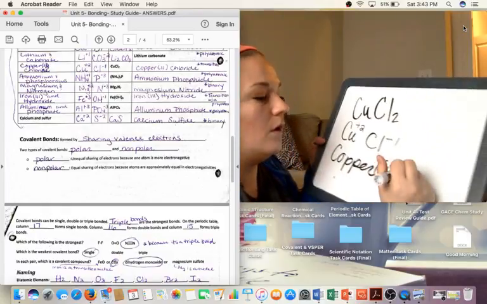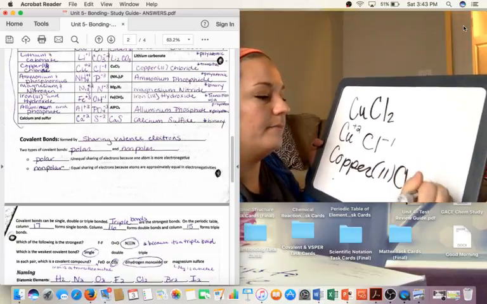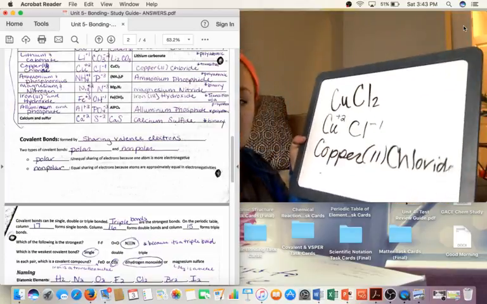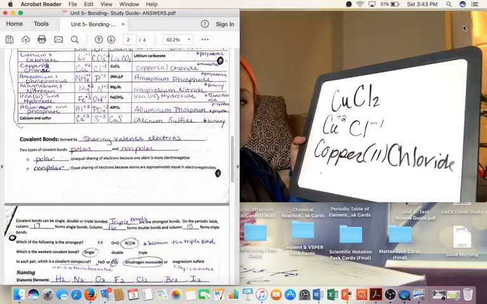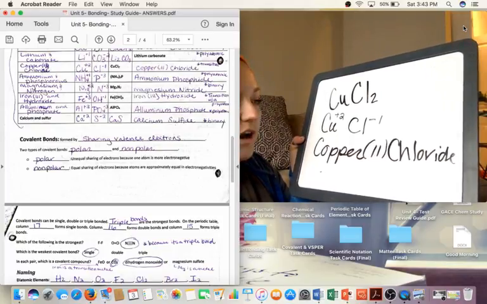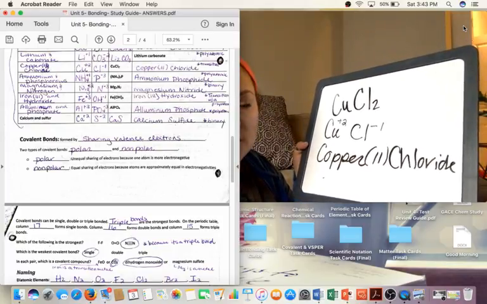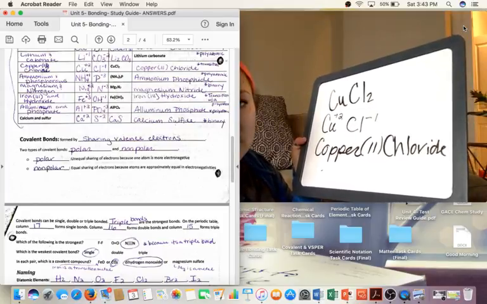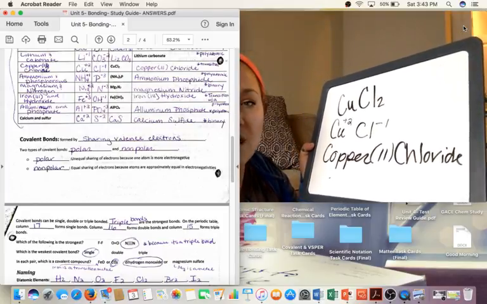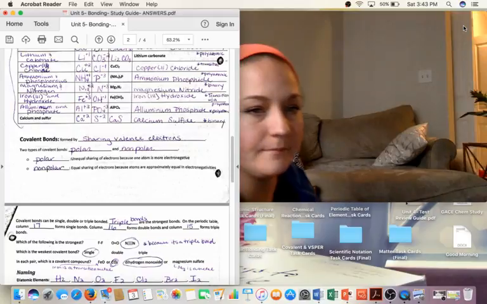2 chloride. Again, chloride comes from chlorine. I drop the INE in chlorine to form chloride in the full name.